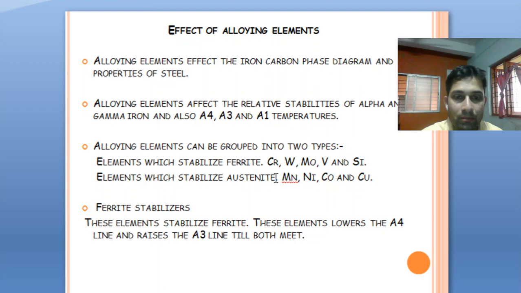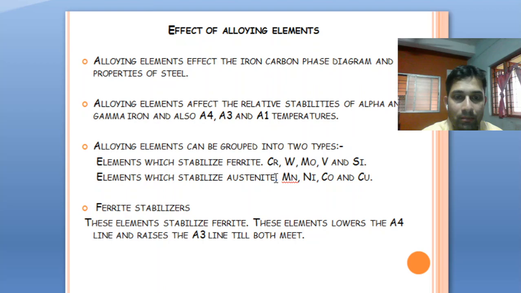So here it's written that these elements are ferrite stabilizers. These elements lower the A4 line and raise the A3 line, till both meet, because of which the ferrite phase becomes more and more dominant even at room temperature, which is the case in your ferrite stainless steels also.